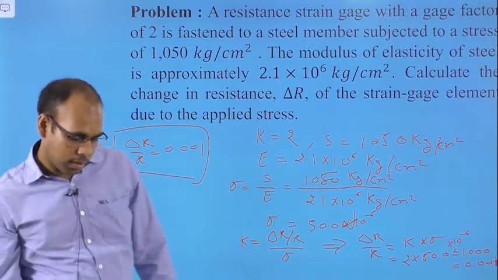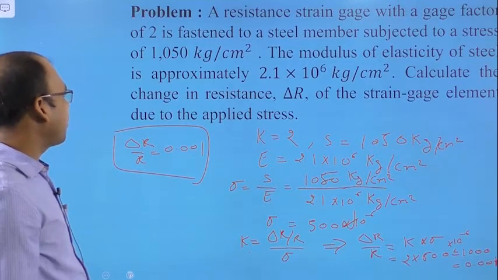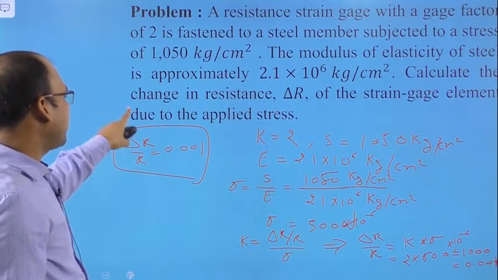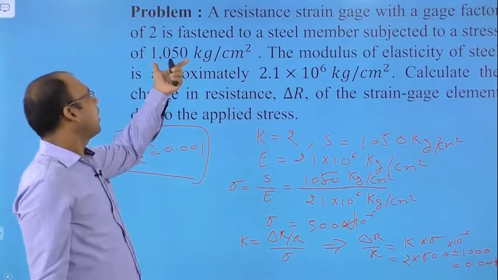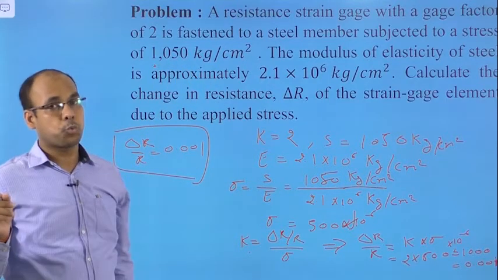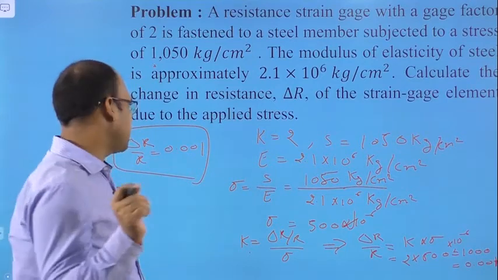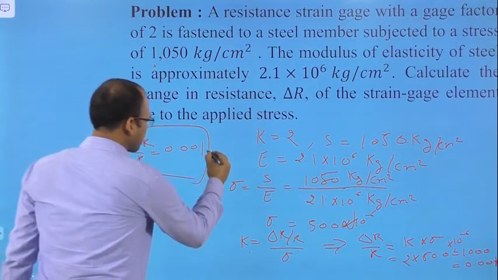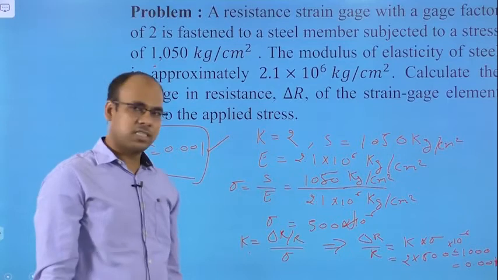Right. So from this example, what we can understand is that if we apply this much stress, 1050 kilogram per centimeter square, so there is this much force per centimeter square, if applied, a very small change in the resistance will be observed, right? I observe a very small change in resistance.